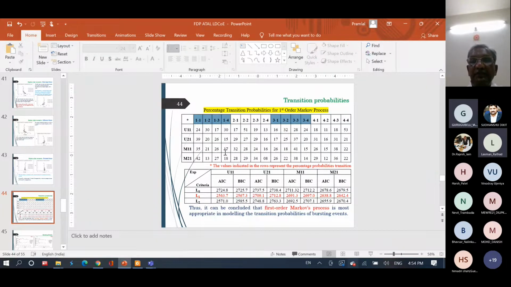In our analysis, we have found that a first order Markov process is basically followed by the occurrence of probabilities of events. From this analysis, you can see the AIC and BIC values, where the value is minimal. For example, this is 0 order, this is first order, this is second order. These AIC and BIC values are minimal for the first order Markov process. So it can be concluded that the first order Markov process is most appropriate in modeling the transition probability of bursting events.